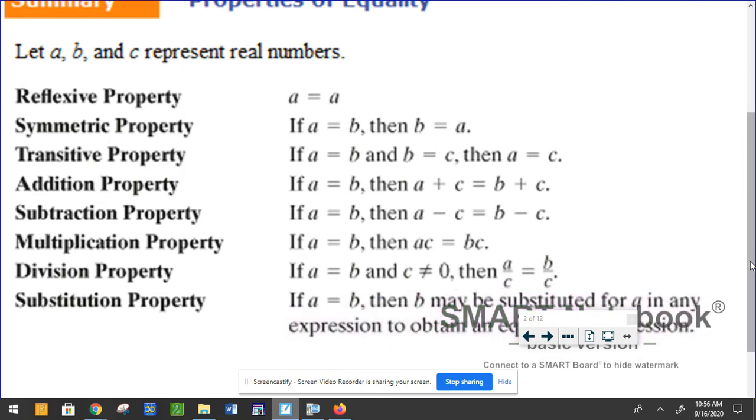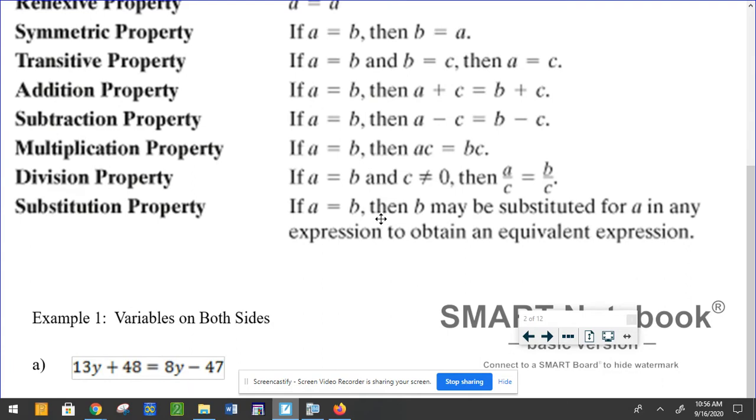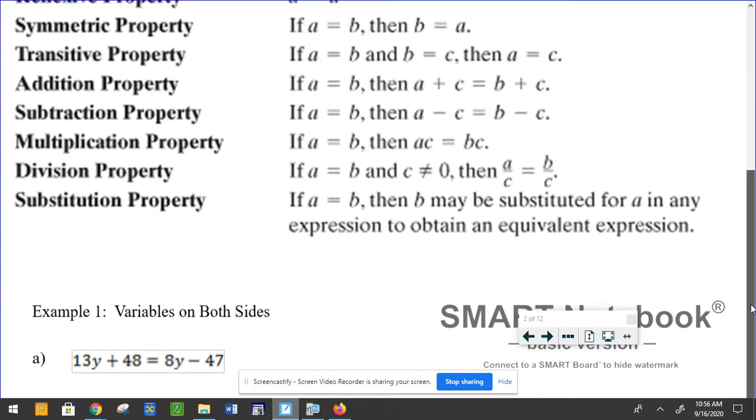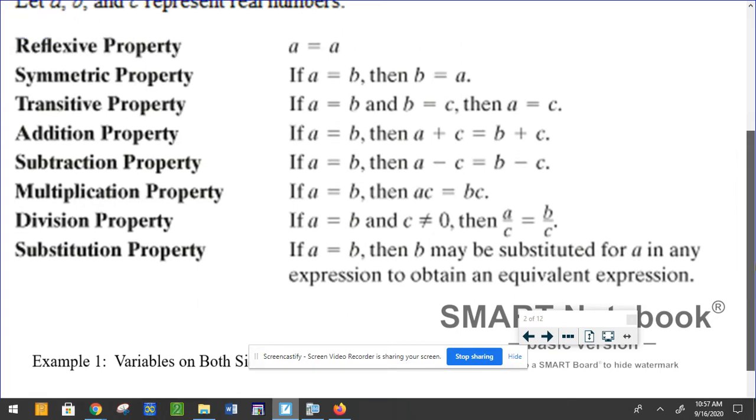And then substitution property. All right, if A equals B, then you can substitute B out and substitute A in anywhere you want because they equal the same thing. That's something that you'll use probably more when we're talking about systems of equations, like when you're solving more than one equation.